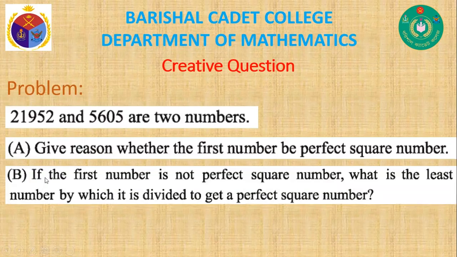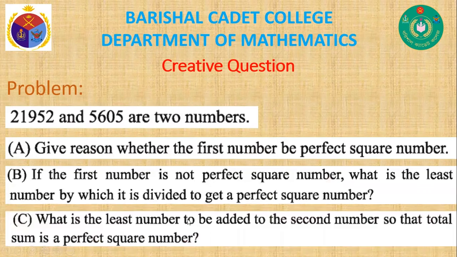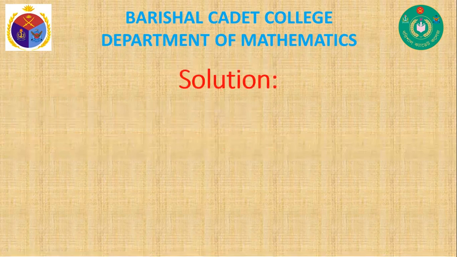Number B: if the first number is not a perfect square number, what is the least number by which it is divided to get a perfect square number? Number C: what is the least number to be added to the second number so that the total sum is a perfect square number? So let us start.